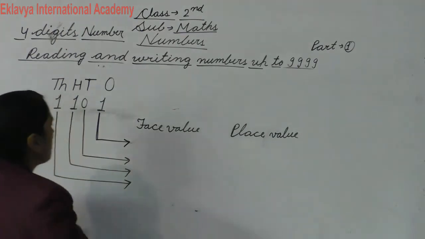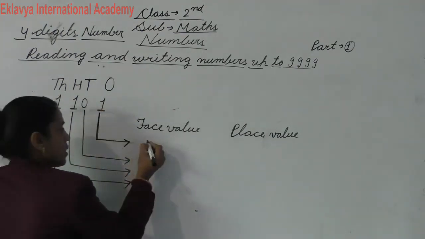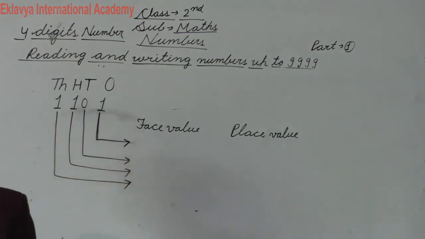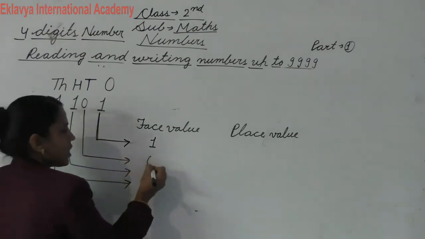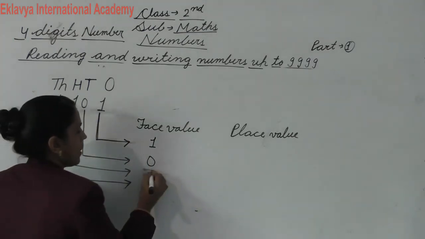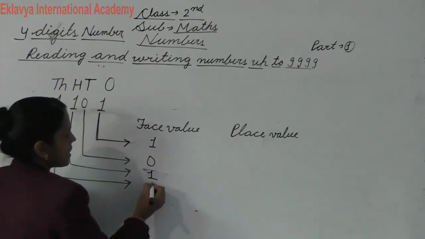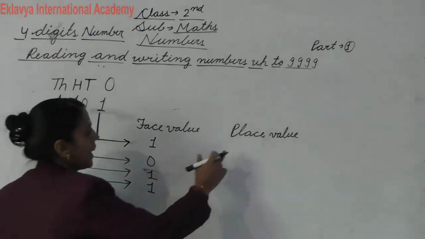ओके, तो नाउ आई एम टॉकिंग अबाउट 1. यस, व्हाट इज द फेस वैल्यू ऑफ 1 इज 1. ओके, व्हाट इज द फेस वैल्यू ऑफ 0 इज 0. एंड व्हाट इज द फेस वैल्यू ऑफ 1? 1. एंड व्हाट इज द फेस वैल्यू ऑफ दिस 1 इज 1. ओके, clear? अब now I am telling about place value.